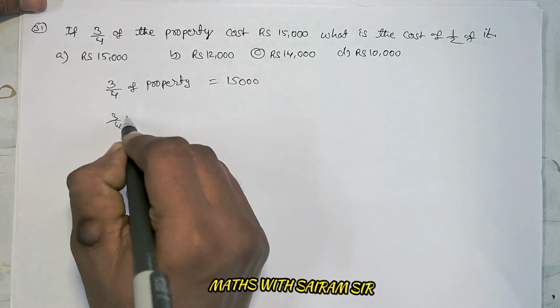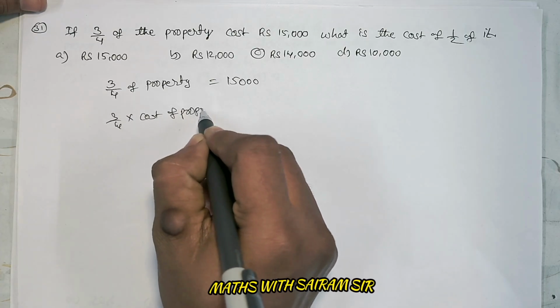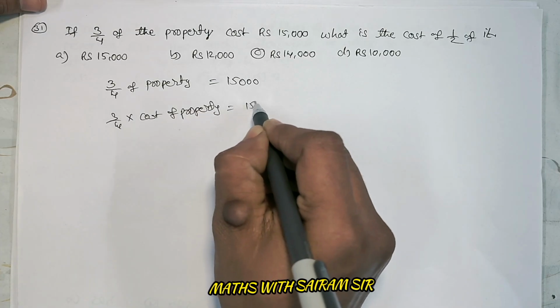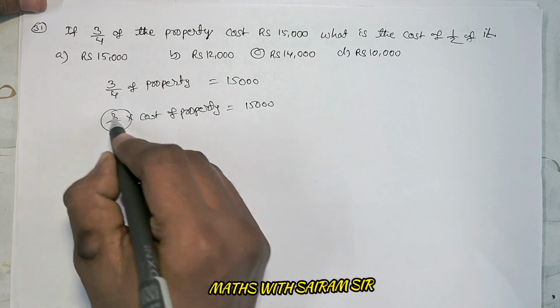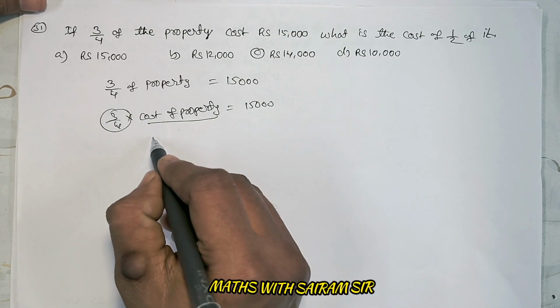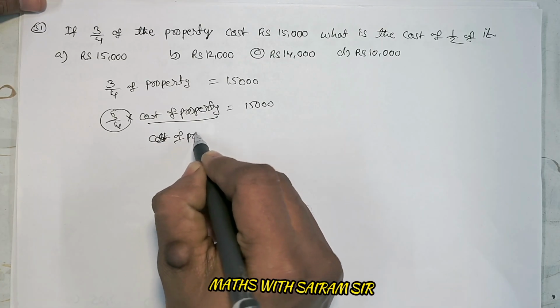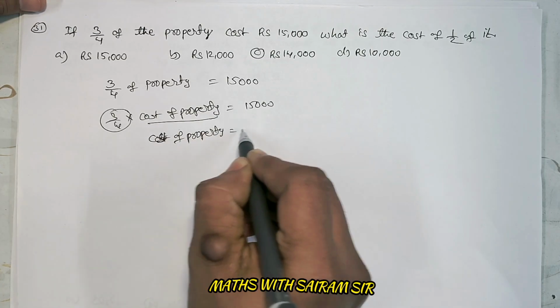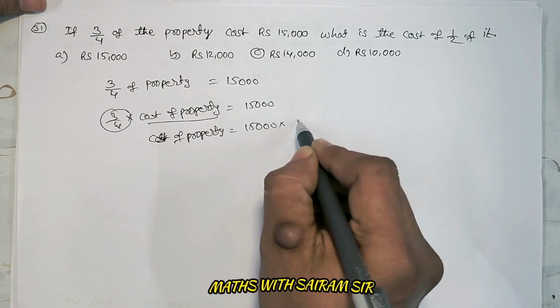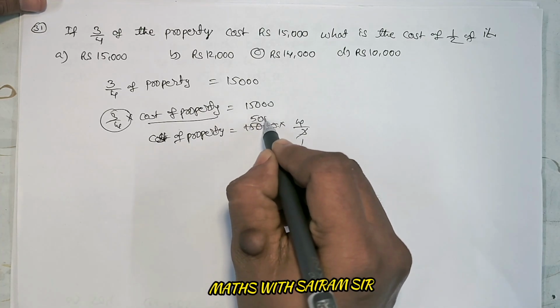So 3 by 4 into the cost of property is given as 15,000. So if I want to find out the total cost of property, I need to transpose this 3 by 4 to the other side, so that we get the total cost of property as 15,000 into 4 by 3. So 3 1s are 3, 3 5s are 15, and 3 zeros as is.